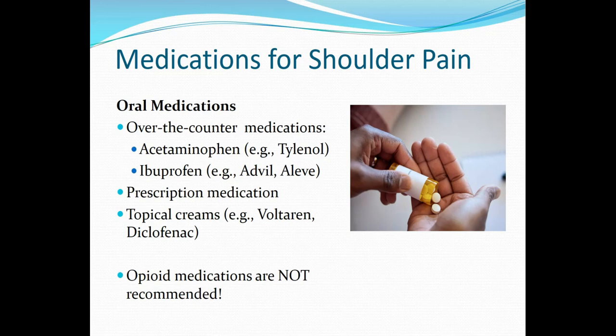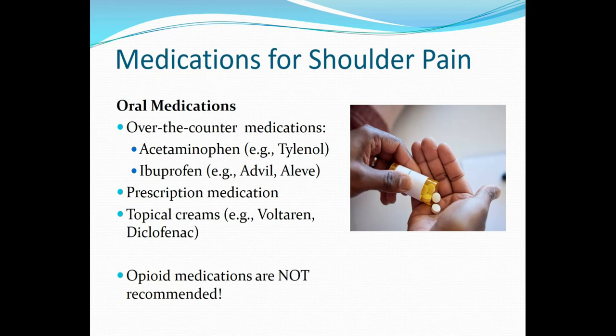Next, we'll talk about medications for shoulder pain. The majority of people with shoulder pain can manage their pain with over-the-counter medications such as Tylenol, Advil, or Aleve. A pharmacist or your doctor can discuss medication options that are appropriate for you. For rotator cuff related pain, take these consistently at first and then as needed as your symptoms improve.